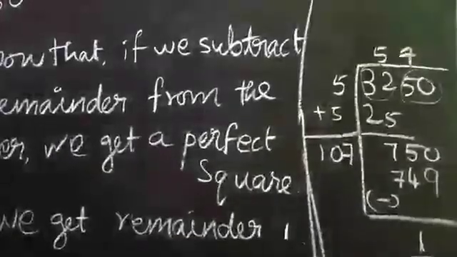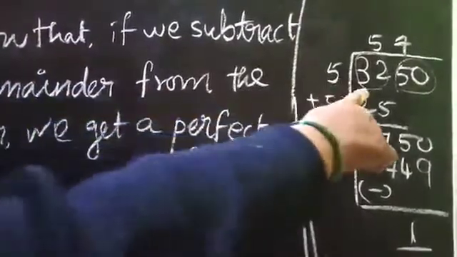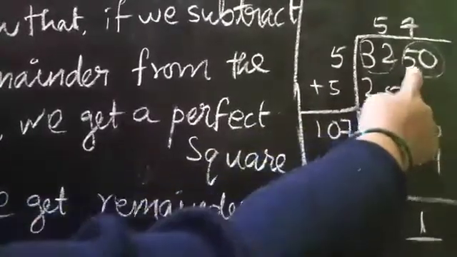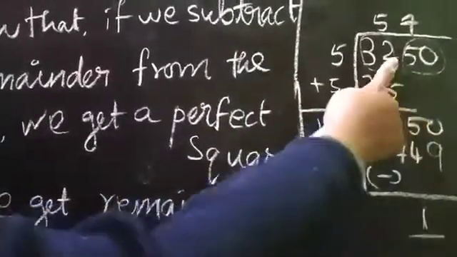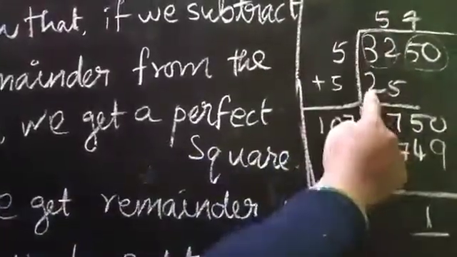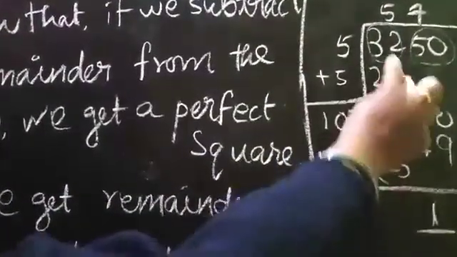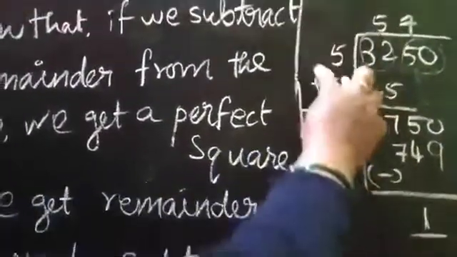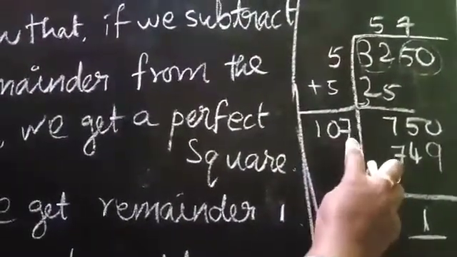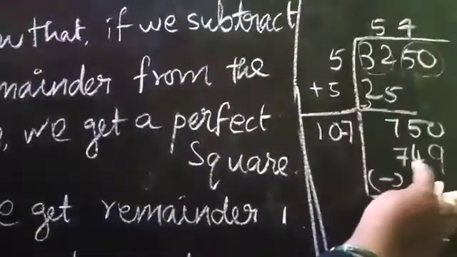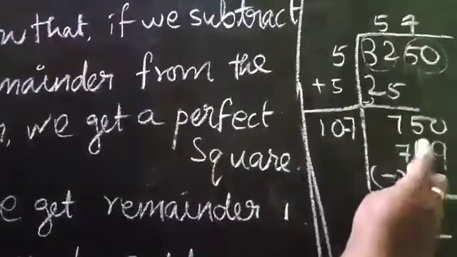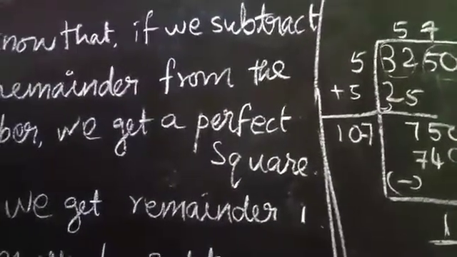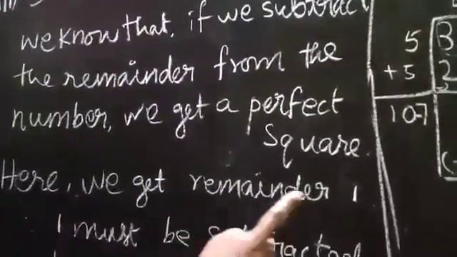Third question, 3250 is given. So 3250, if you take groups, the unit and tens place is one group, and the hundreds and thousands is one group. So 5 fives are 25. If you do subtraction, we'll get 7. Then bring this 50 here, 750. 5 plus 5 is 10. Then 7, if you put 7, 7 sevens are 49 we can write, and 1 sevens are 7. So when we do subtraction, we are getting 1 as remainder.